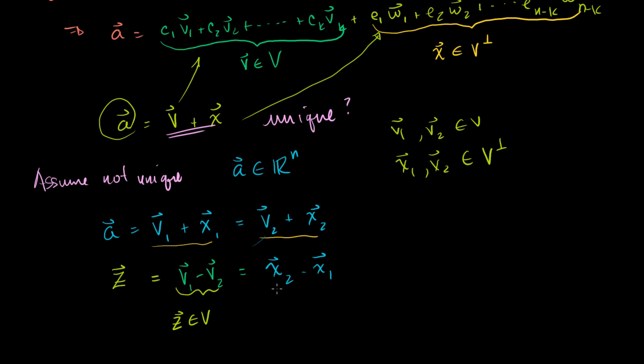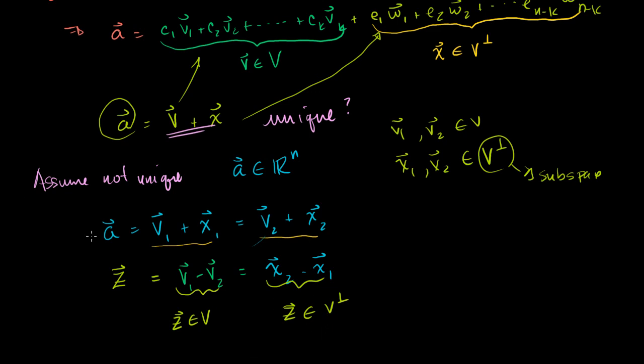And then this vector right here, which is the same thing, we just set that equal to our vector z. This thing right here is going to be a member of V perp. Why? Because both x1 and x2 are members of the subspace V's orthogonal complement. And that is a subspace as well, so it is closed under addition and subtraction. So we could also say that z is a member of V perp, or the orthogonal complement of V.